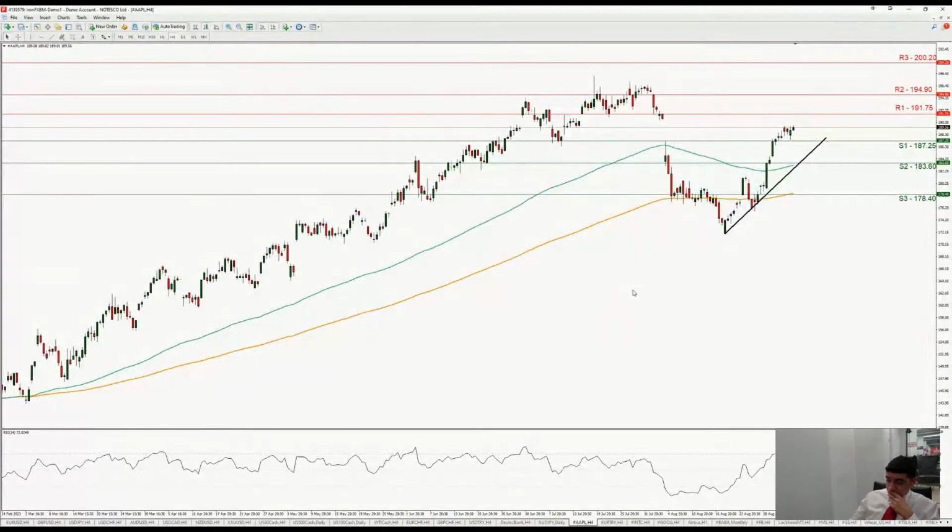And we're also noting that the RSI indicator is above the figure of 70, implying a bullish market sentiment. And with that, that does it for today. Thank you for watching, and until next time.